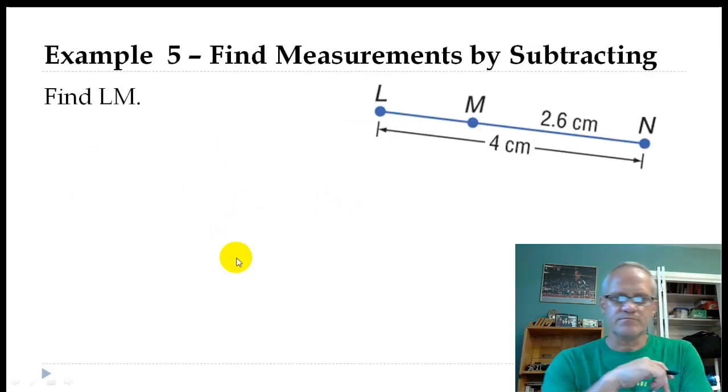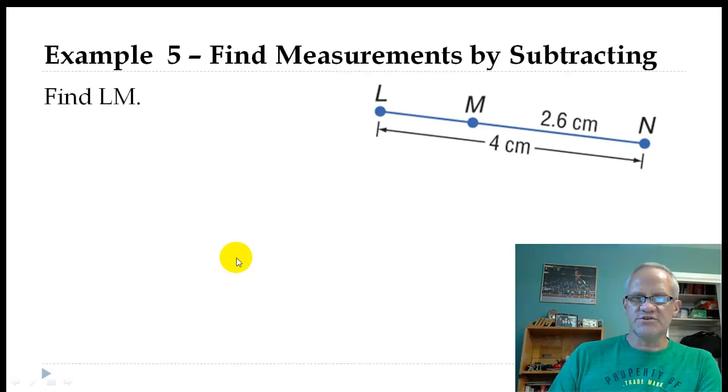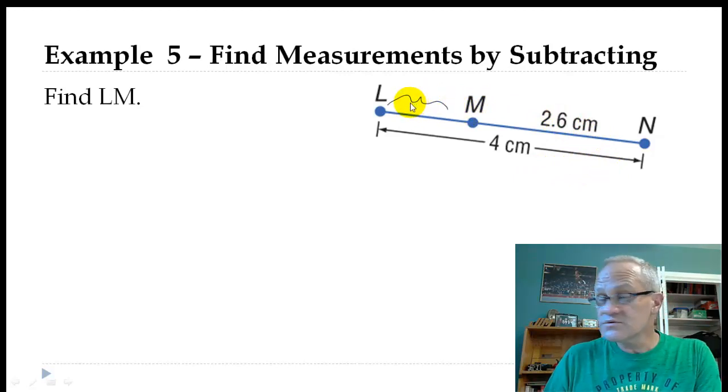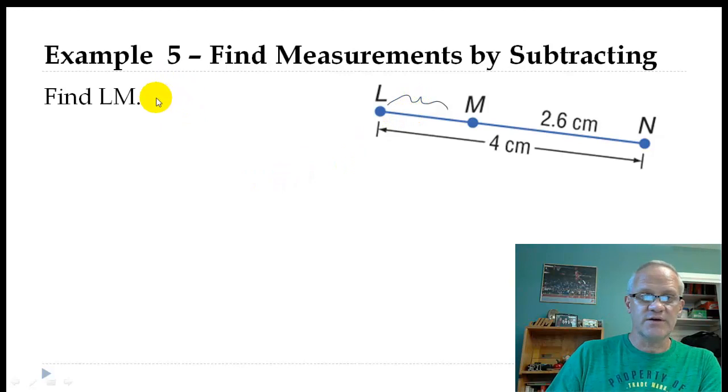Okay, next. All right, in this situation, we're trying to find LM. We're trying to find this one. We know the length of the whole thing. We know this part. Well, how could I find what's in here? Subtract? Good. Yeah, that's all we have to do is subtract.